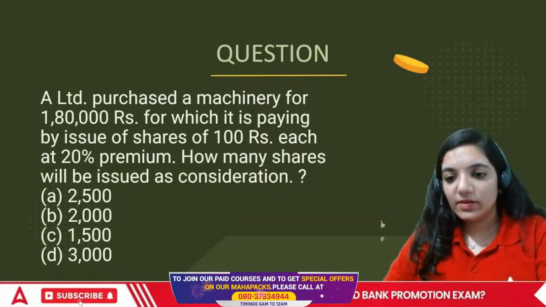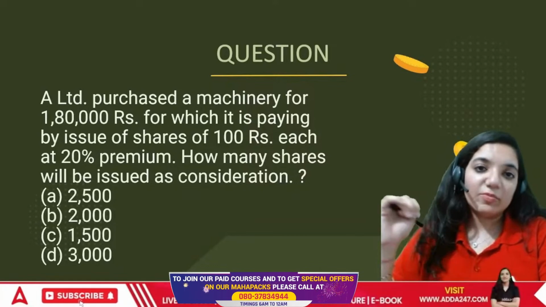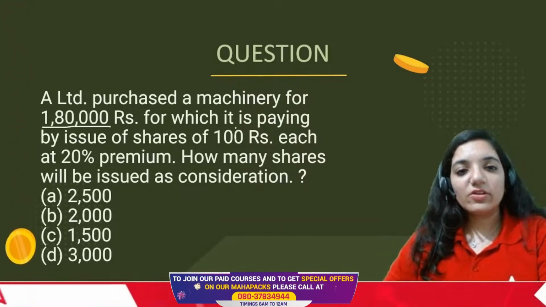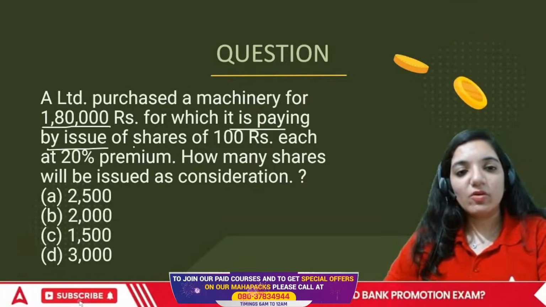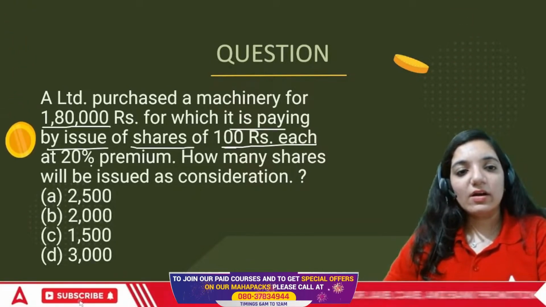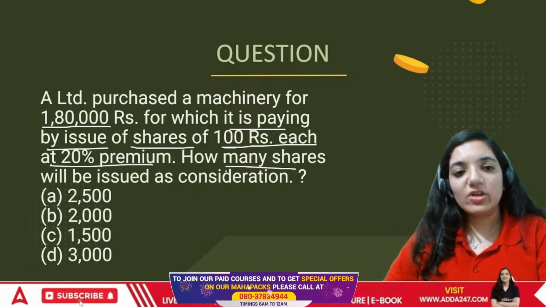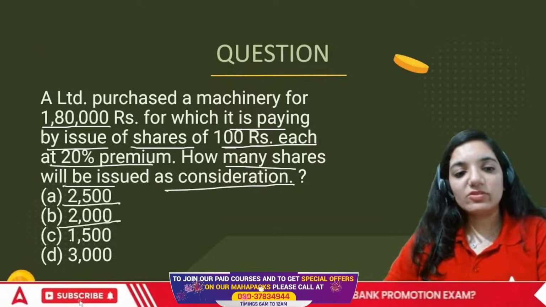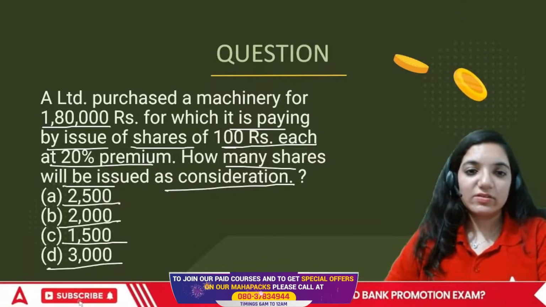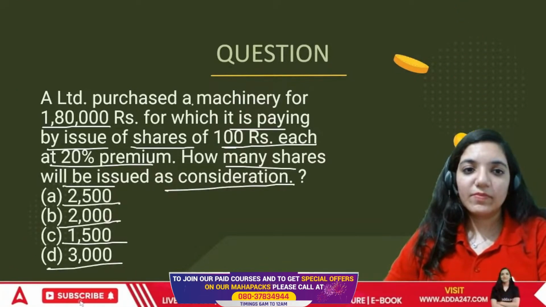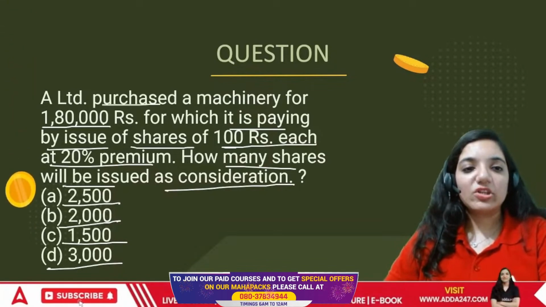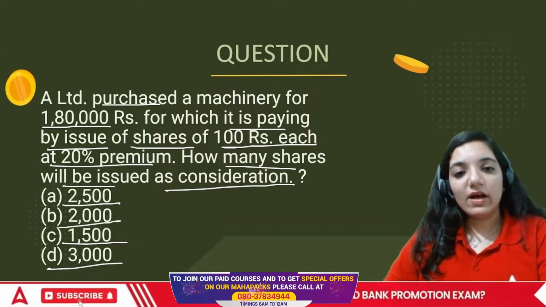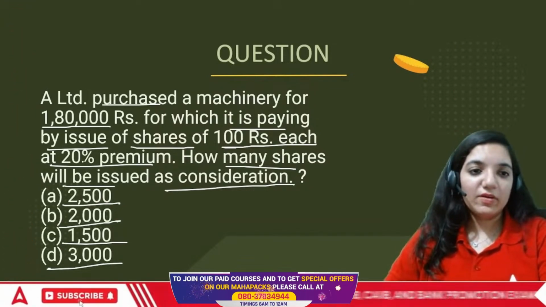Next question. Next question says A Limited purchased a machinery for 1,80,000 for which it is paying by issue of shares of ₹100 each at a premium of 20%. How many shares will be issued as consideration? 2,500, 2,000, 1,500 or 3,000? A Limited purchased a machinery of 1,80,000 for which it is paying ₹100 each at a premium of 20%.